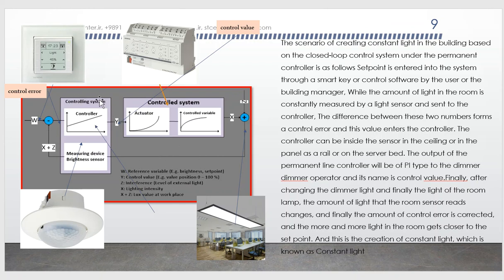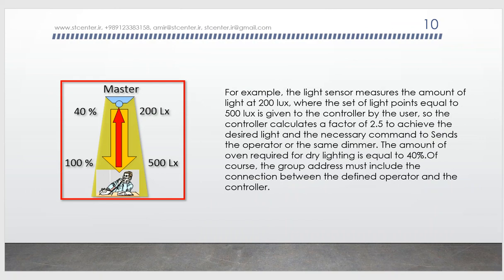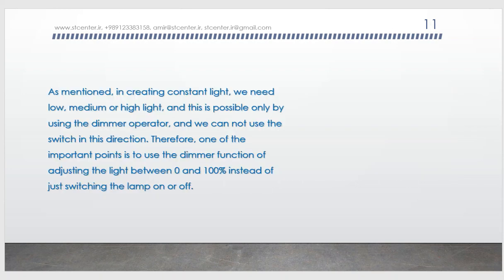We have some devices like actuators, sensors, and a controller inside to make it happen. Of course, when we have the sensor on the ceiling and we need some specific light on the desk, we should take care of what amount of light this sensor reads and make the right calibration.